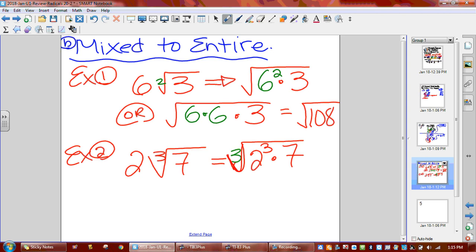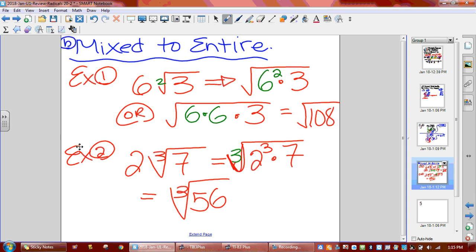So 2 cubed is 8. 8 times 7 is how big, guys? 56. So our final answer is cube root 56. Okay? Cube root 56. All right, so that would be about a medium difficulty question.